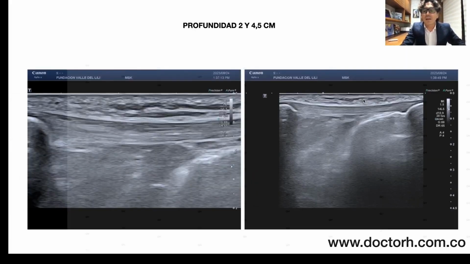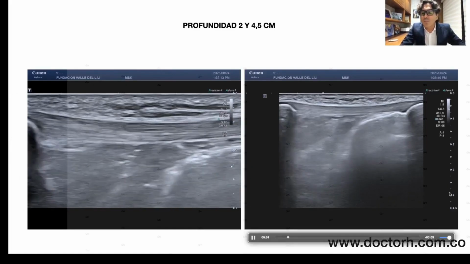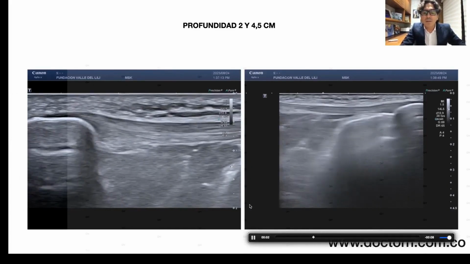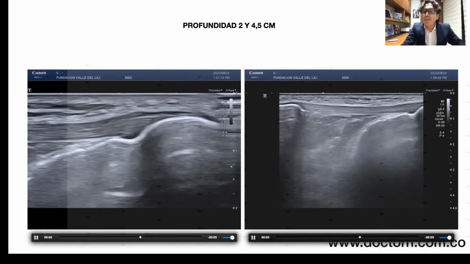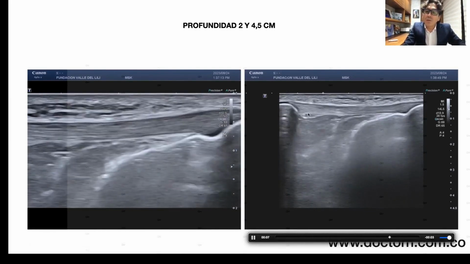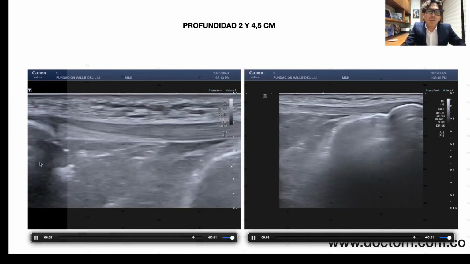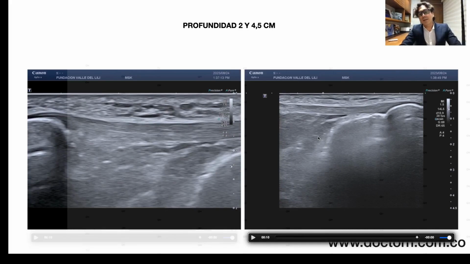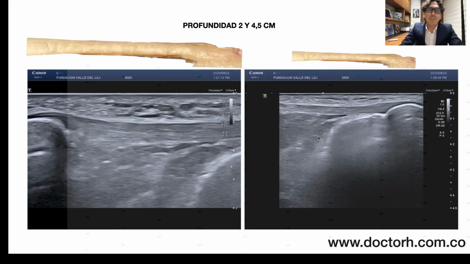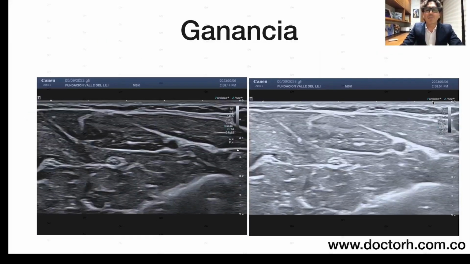A similar example. Here we're at 4.5, a bit deeper, and this one is at 2. Let's see how the tibia, the patella, and the tendon look much more panoramic, while here we see the tendon in more detail. So, depth is the second configuration parameter after frequency that we must learn. Basically, this is the example.